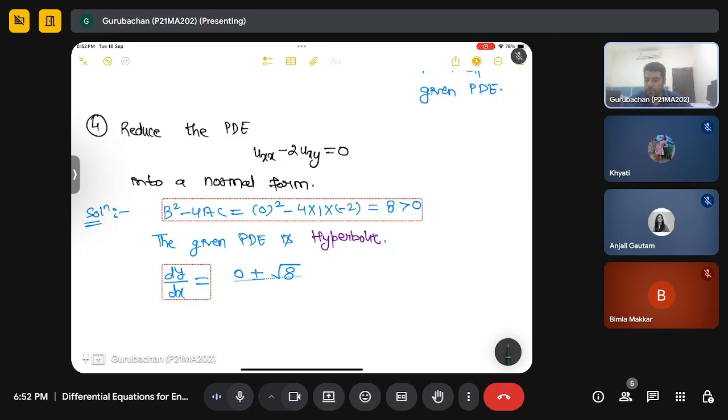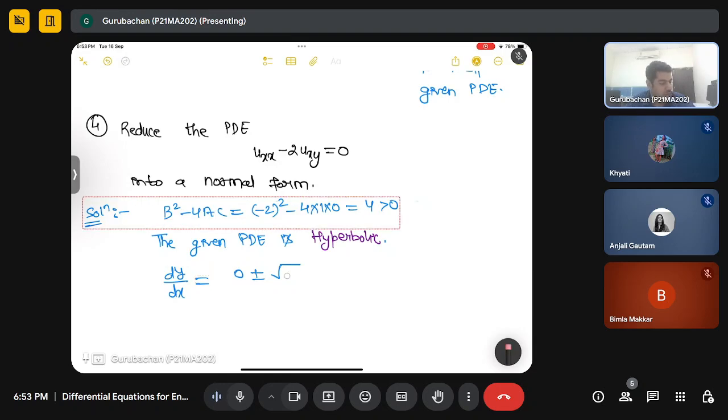We are dealing with question number 4, so I think there is some typo in the equation. No, we have made a small error. Here the value of b is minus 2, a is 1 and c is 0. So minus 2 squared minus 4 into 1 into 0 will give us 4. Although it does not affect the classification of the PDE, it again falls under the hyperbolic category. So it will be minus b, that is 2, plus or minus the square root of 4, divided by 2.